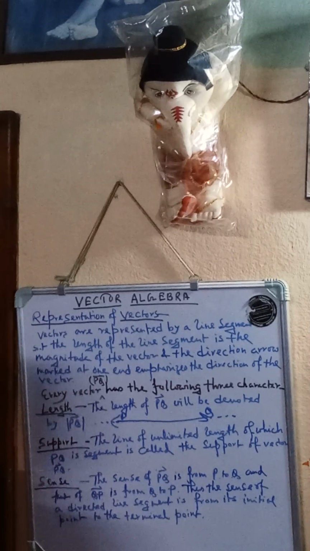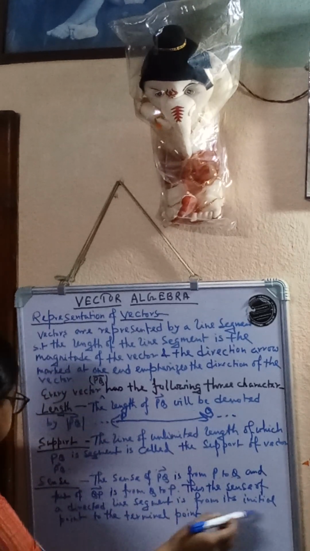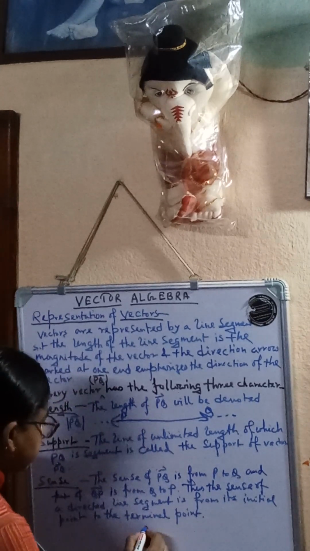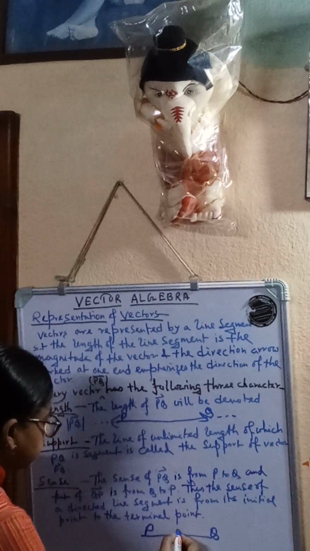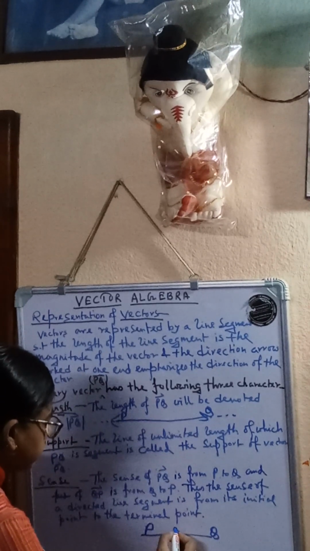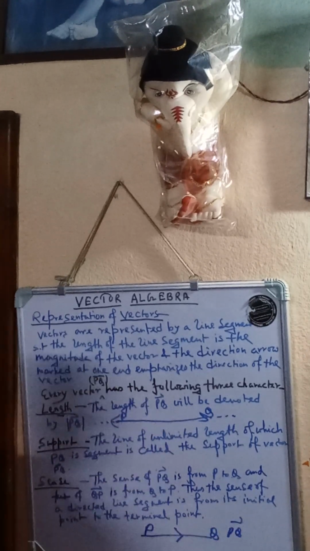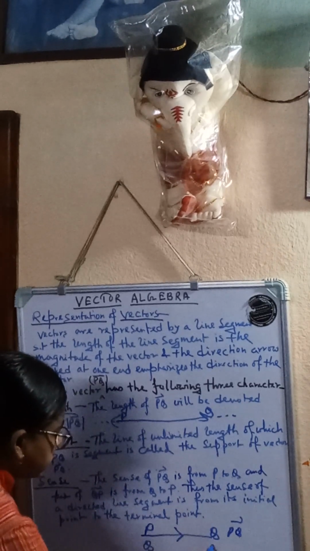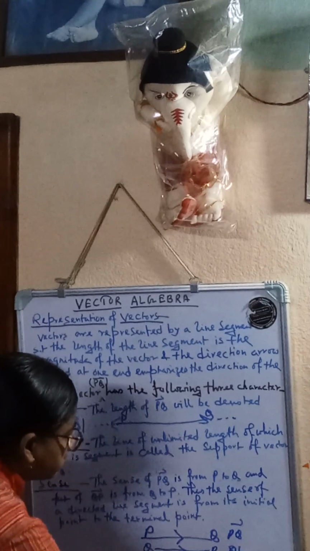The sense of a vector, a directed line segment, is from its initial point to the terminal point. If the initial point is P and the terminal point is Q, then the sense of the vector is PQ. And if the initial point is Q and the terminal point is P, then the sense of the vector is QP.